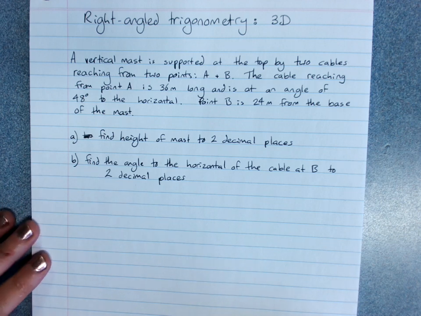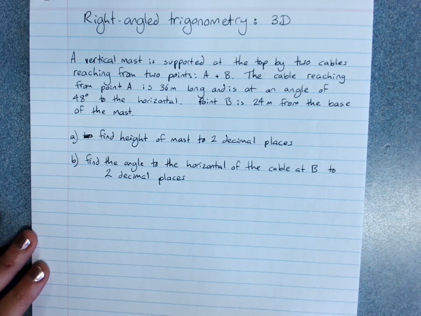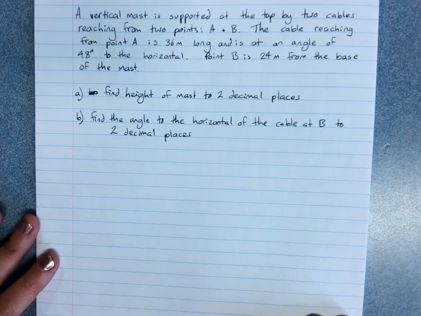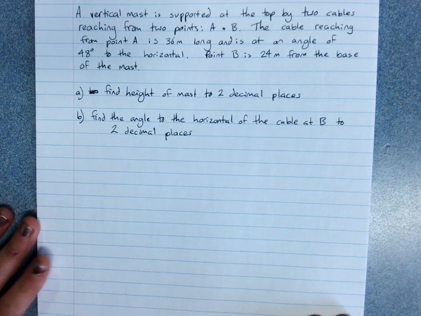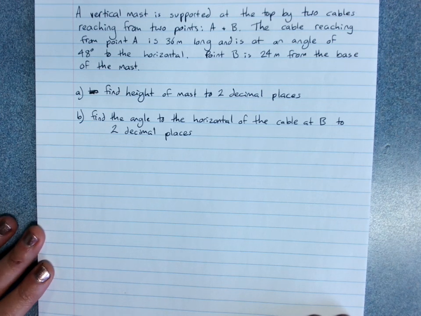Right-angled trigonometry, problems in 3 dimensions. So the type of questions we get with 3-dimensional trigonometry are similar to those we were getting with 3-dimensional Pythagoras. We're working in 2 dimensions at any one time, but we'll often have to use several steps.